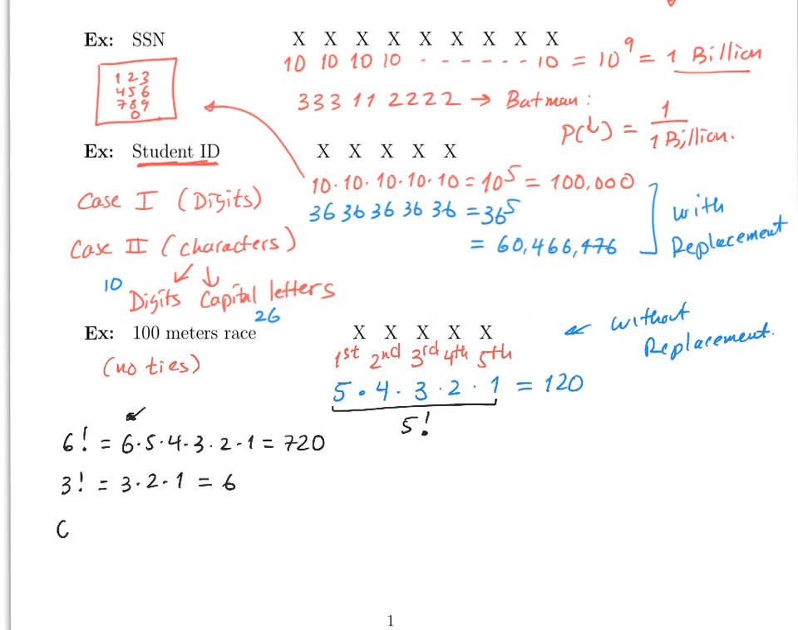For all of this to work, it is required that 0 factorial be 1. If this is not the case, none of this will work.